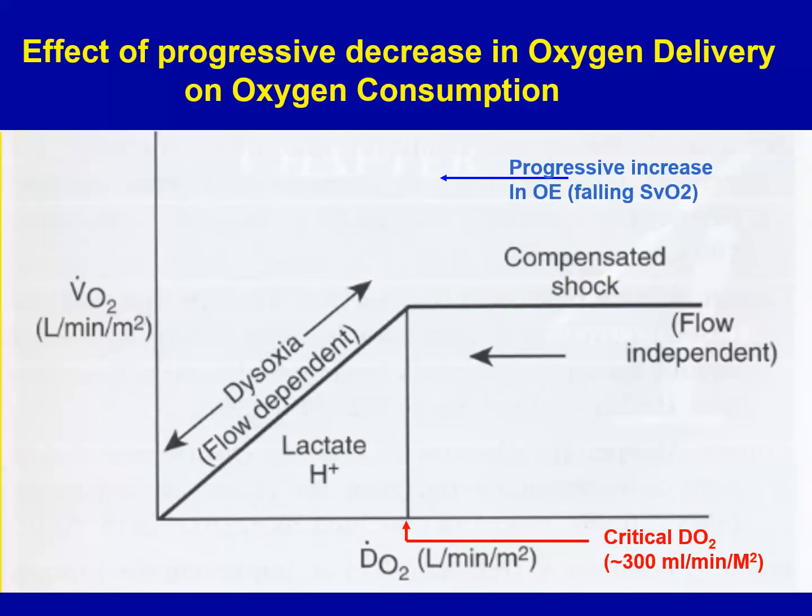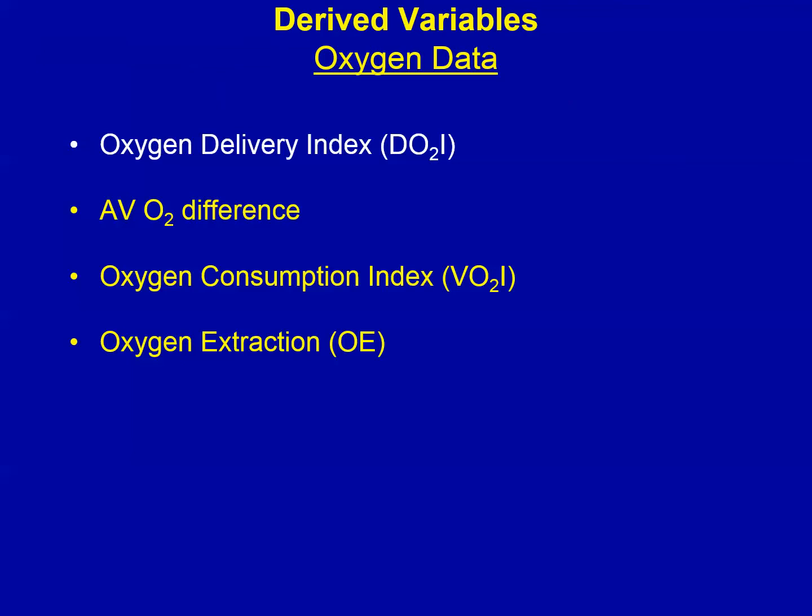The importance of this is that as oxygen delivery goes down, when it reaches a critical level of about 300 milliliters per minute per meter squared, you develop systemic acidosis and organ dysfunction. Other oxygen-derived variables are summarized on this slide.